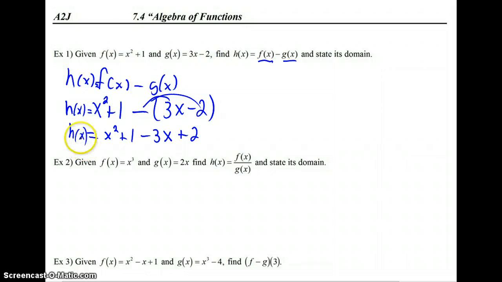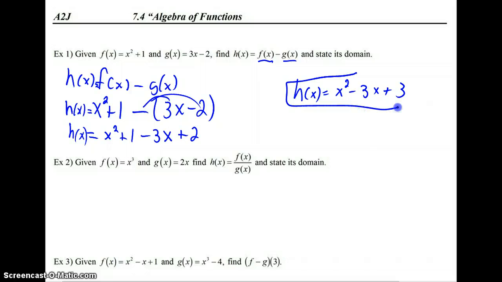So what is h of x? Well, combine your like terms. You have an x squared, you have a minus 3x, a 1 and a 2 add up to a 3. Now this is your h of x function. They say state the domain though.